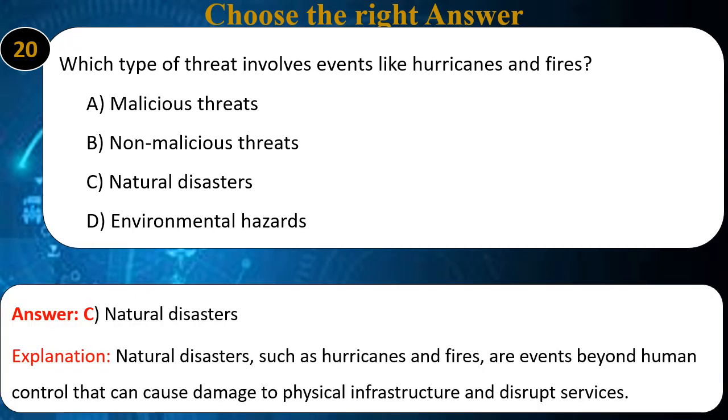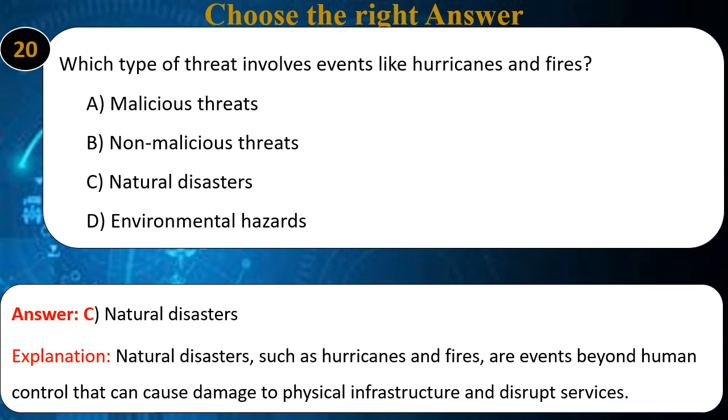The correct answer is C. Natural disasters. Here's why the other options are not correct. A. Malicious threats. These involve deliberate intention to cause harm, such as cyber attacks or physical attacks. B. Non-malicious threats. These are unintentional threats, such as accidents or equipment failures. While hurricanes and fires can cause harm, they are not caused by human intention.